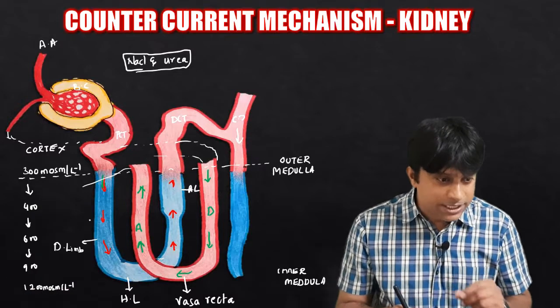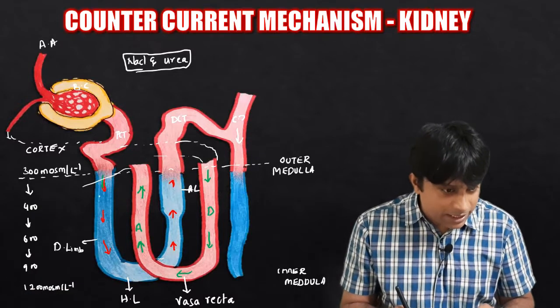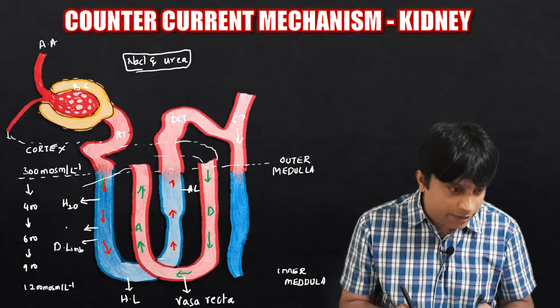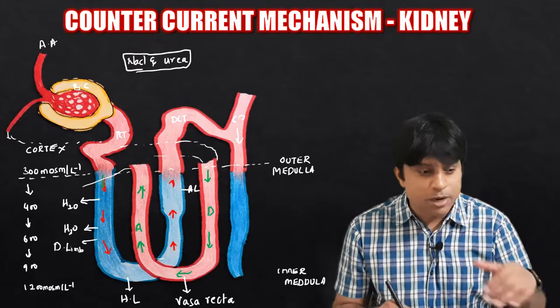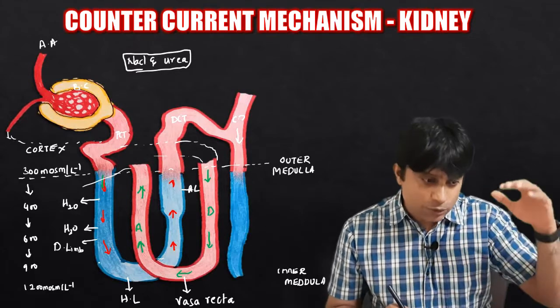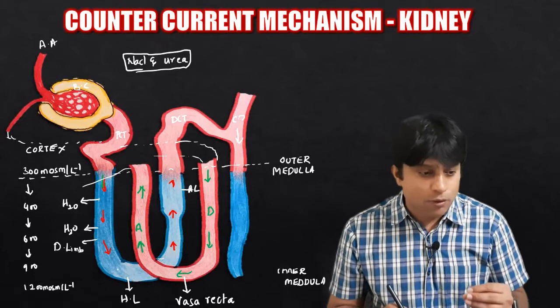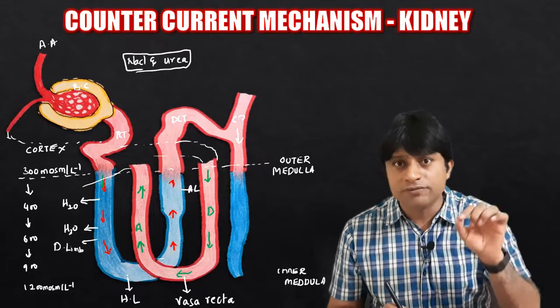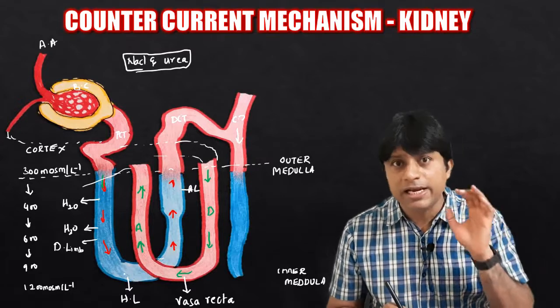Look here. This is the descending limb. We have discussed that from the wall of the descending limb, reabsorption of water occurs. All the way, water is reabsorbed from the descending limb. So all along its length, as a result, the concentration of the renal fluid becomes maximum in the bend of the Henle's loop, the U-shaped bend of the Henle's loop.